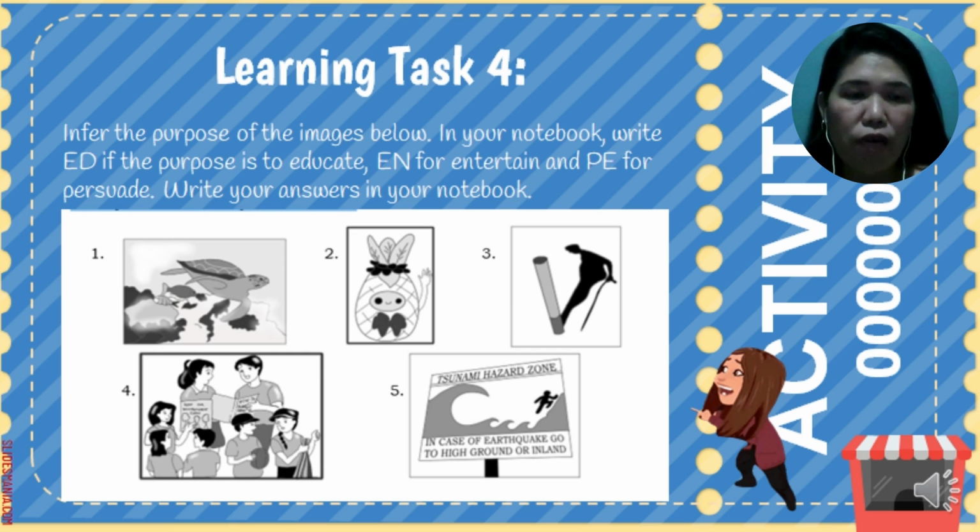In your notebook, write ED if the purpose is to educate, EN if the purpose is to entertain, and PE if the purpose of the image is to persuade. So you will write your answers in your notebook. Take a look at each picture from numbers 1 to number 5. You will write ED, EN, or PE depending on the picture that you are looking at.